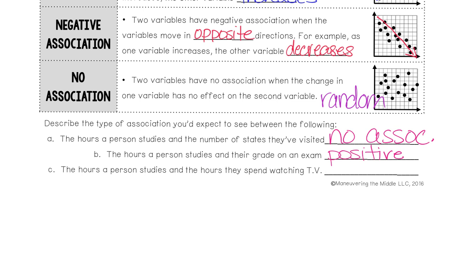All right, what about the hours a person studies and the hours they watch TV? They're studying, right? So odds are good that what's going to happen to the number of hours they're watching TV? It's going to go down, right? So they're studying more so they watch less TV. So in this case, this would be negative. Good. Now I know some people can study and watch TV at the same time, but this is like a perfect situation, right? You're studying, no TV.